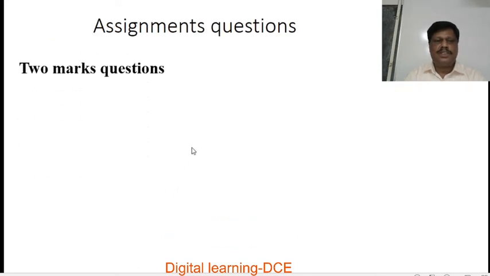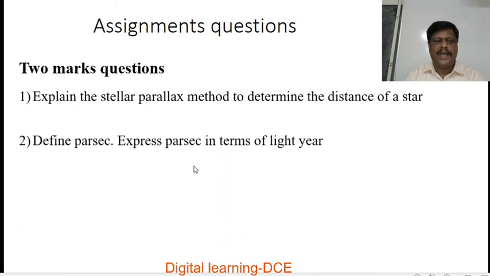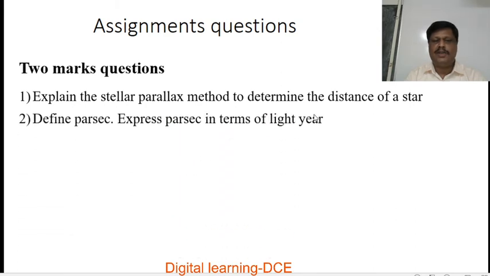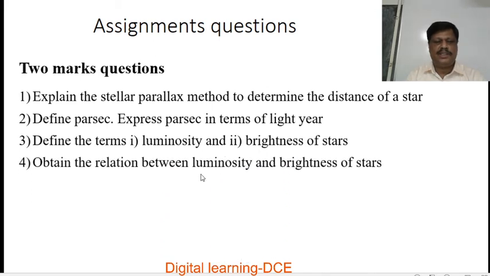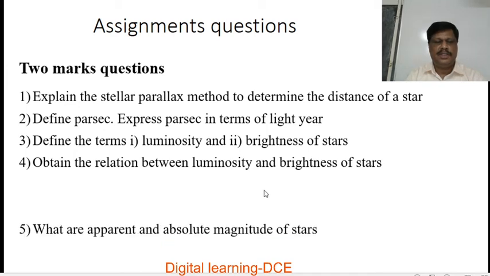The assignment questions are 2 marks questions. Explain the stellar parallax method to determine the distance of a star. Define parsec, express parsec in terms of light year. Define the terms luminosity and brightness of stars. Obtain the relation between luminosity and brightness of stars.